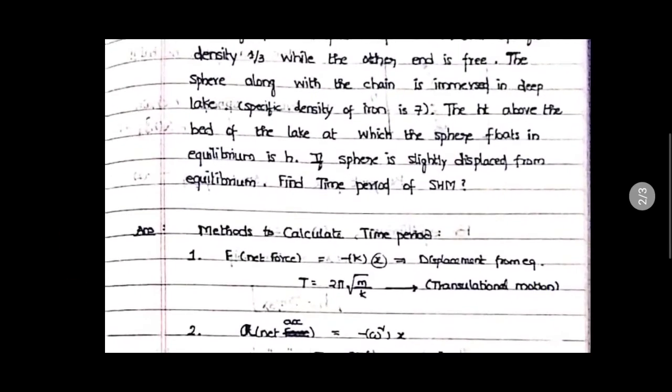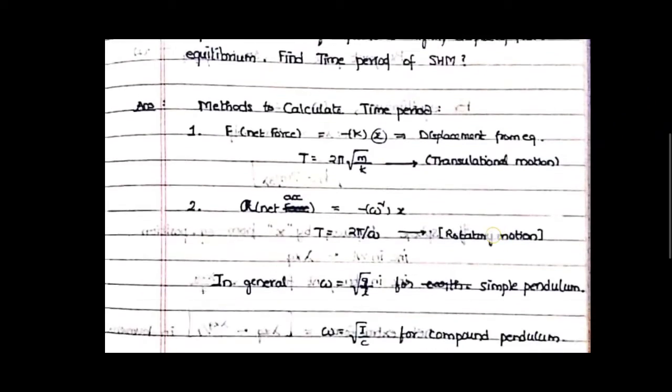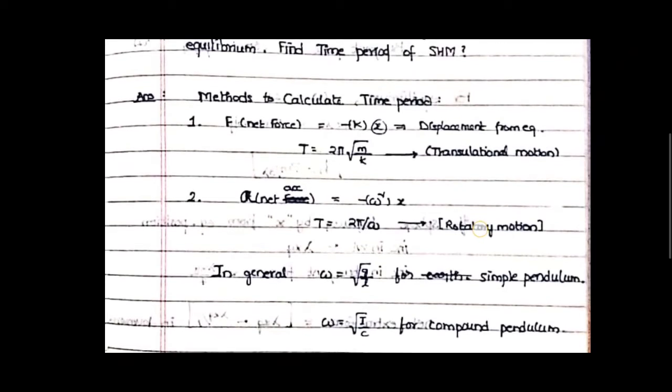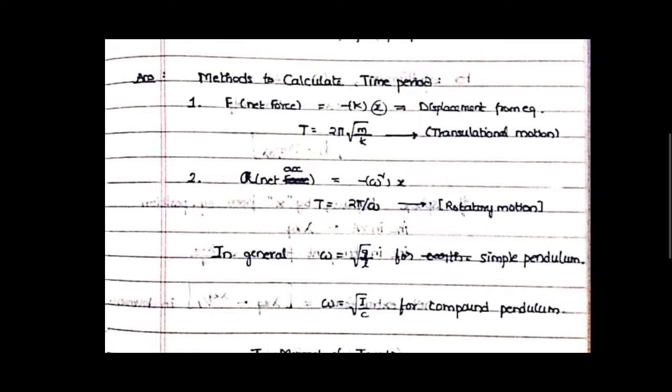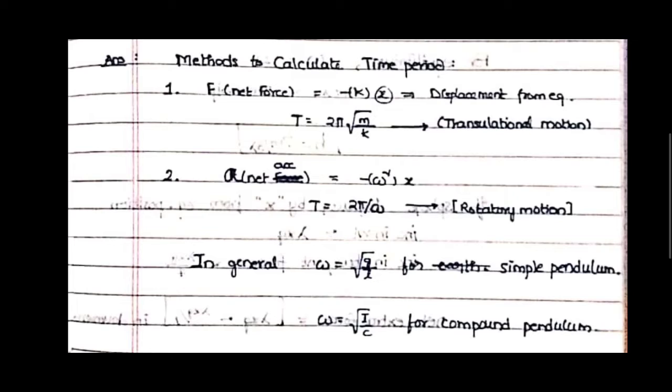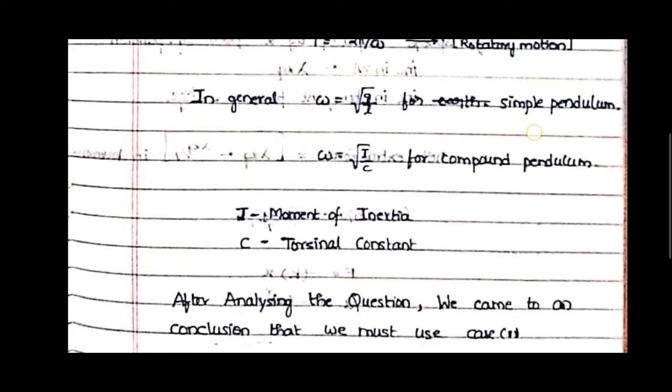This topic is the SHM topic. First, we will discuss how to calculate the time period. Time period can be calculated in two general ways: F equal to minus kx, where k is the spring constant, and a equal to minus omega square x, where omega is the angular frequency. By using these two relations, we can easily calculate the time period.